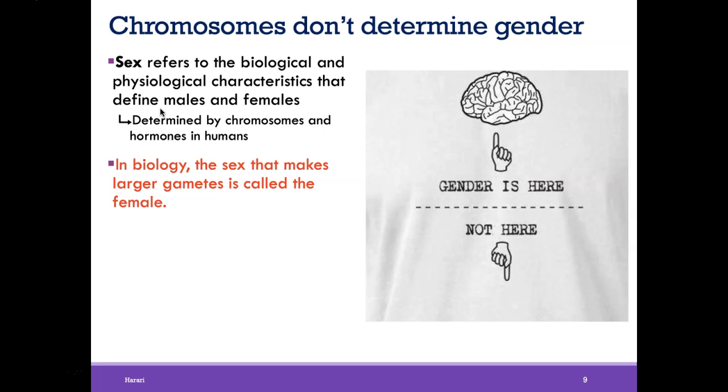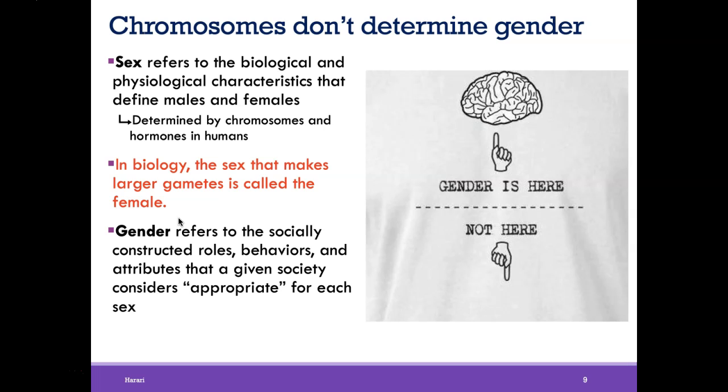And in biology, there's a very simple definition of male and female. In biology, the sex that makes the larger of the 2 gametes is called the female. So since an egg is a lot larger than a sperm, the egg-producing individuals are considered female in biology. The sperm-producing individuals are called males. The same thing is in the plant kingdom as well, right? So the larger of the 2 gametes, the ovule, is female, where the pollen, the smaller of the two gametes, is male. So in biology, the sex that makes the larger gamete is called the female.